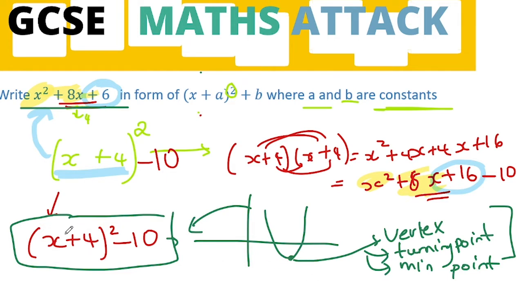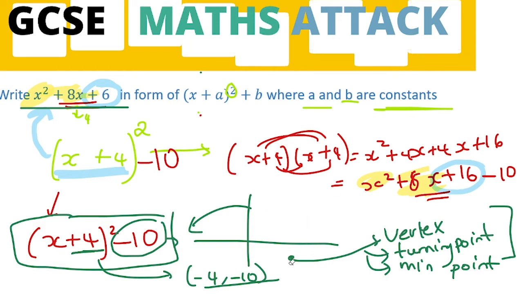So if I was going to work out the minimum point or the vertex or the turning point, I would solve this just how you usually solve it, by equating it to 0. So that will be the opposite, minus 4. And you just take this number over here, which is minus 10. So that is your vertex, turning point, and minimum point.